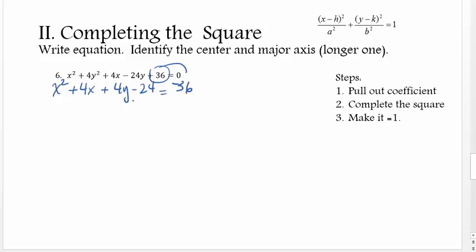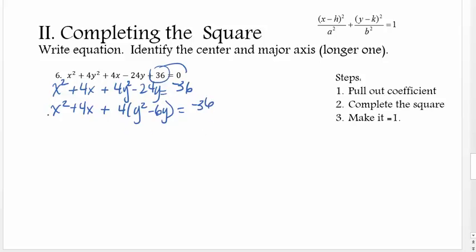Okay. So, oh, that has a y on it. Sorry. All right, so I need to pull out a coefficient. I don't need to do that on the x's, but I do need to do it on the y's. So let's do that step. And I'm going to pull out a 4. So I have y squared minus 6y equals negative 36.